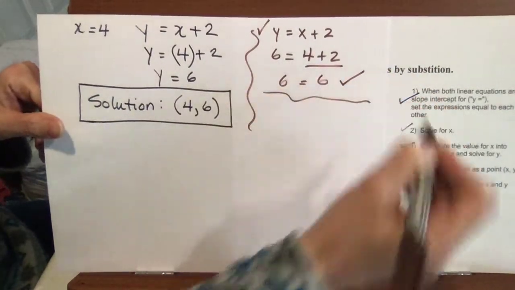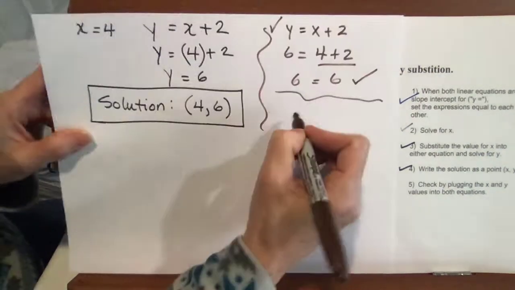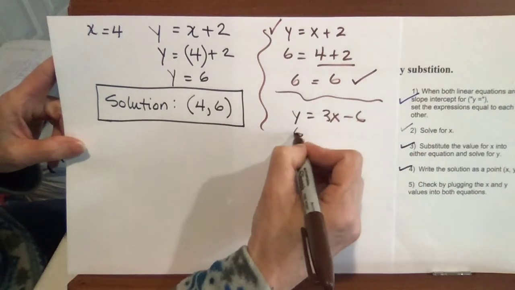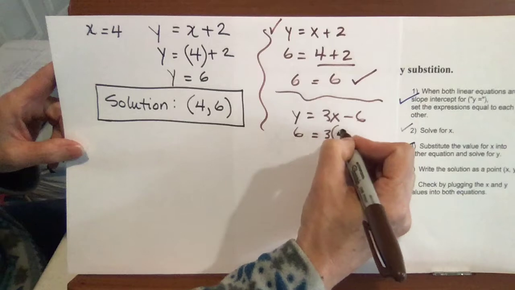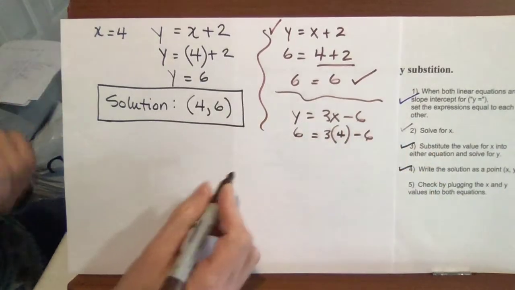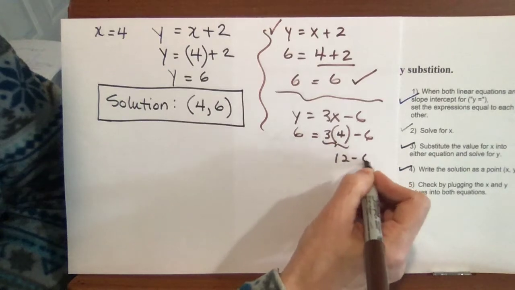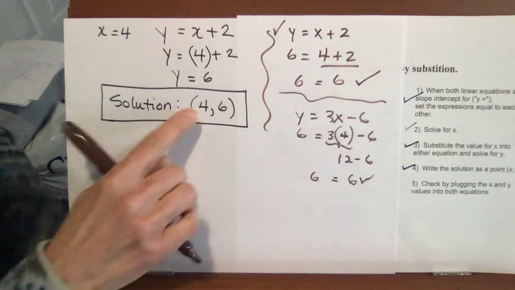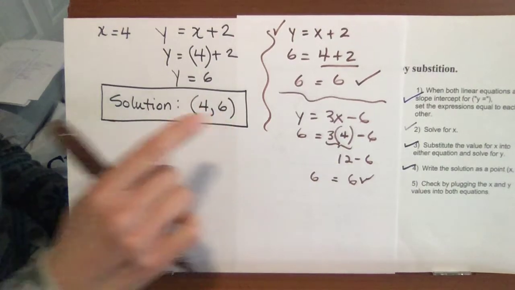Now take the other equation, which was y equals 3x minus 6, and substitute in your 6 for y. Keep your 3, open up parentheses, put in your 4 for x, and keep your minus 6. 3 times 4 is 12, minus 6 is 6, so 6 equals 6, and it's a check. All that means is that you walk away knowing that the solution of (4, 6) that you got is correct.